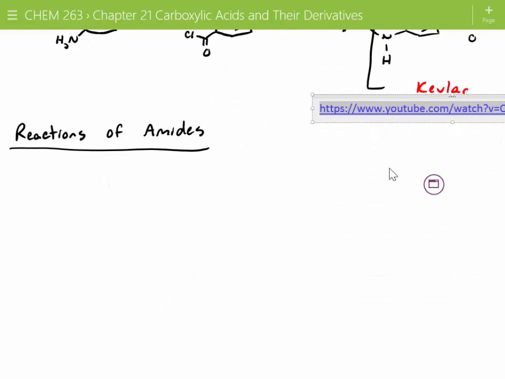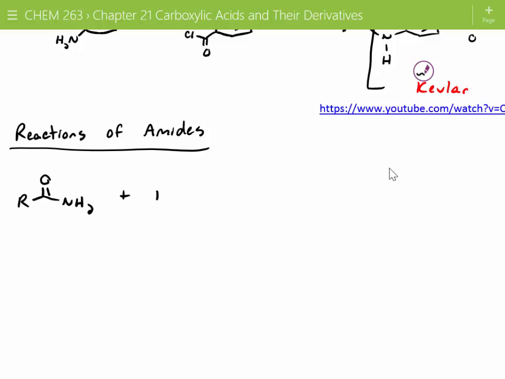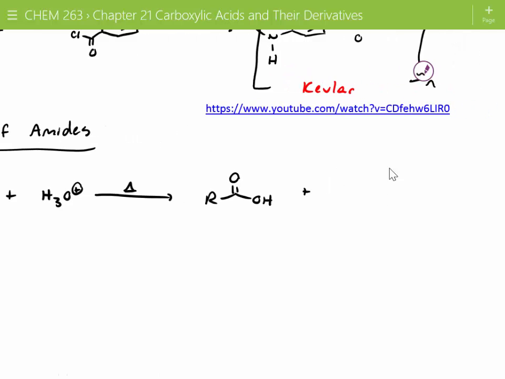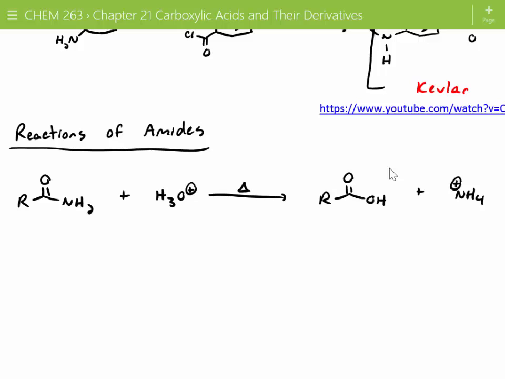All right, the reactions for amides are very similar to what we've seen before. The first reaction involves taking an amide, reacting it with acid. And when you do this under high temperature conditions, you can convert your amide into a carboxylic acid. And you end up with an ammonium ion, which gets protonated by the acid.